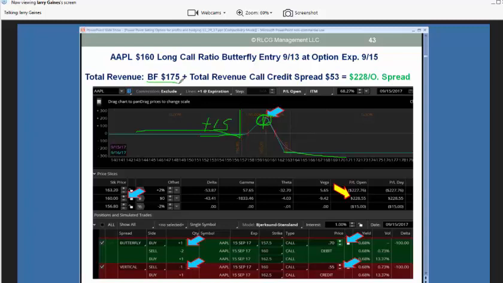So you can see the butterfly part would have made 175. The credit spread made 53. So the total together on this spread is $228, versus if you just did a butterfly or just a bear call credit spread. So huge return and a great structure.